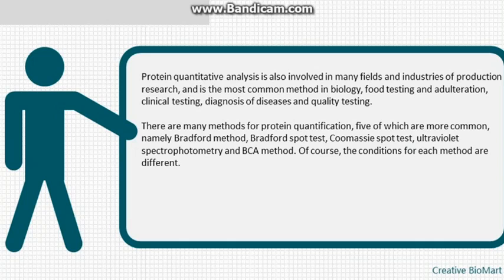Protein quantitative analysis is also involved in many fields and industries of production research, and is the most common method in biology, food testing and adulteration, clinical testing, diagnosis of diseases and quality testing. There are many methods for protein quantification, 5 of which are more common, namely Bradford method, Bradford spot test, Coomassie spot test, ultraviolet spectrophotometry and BCA method. Of course, the conditions for each method are different.